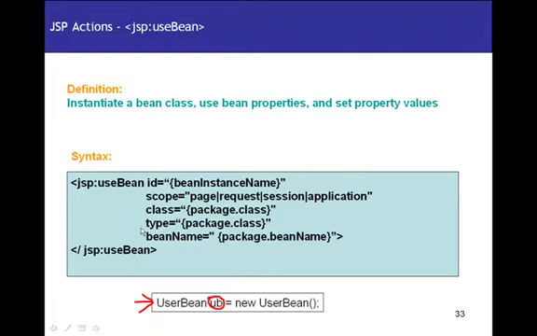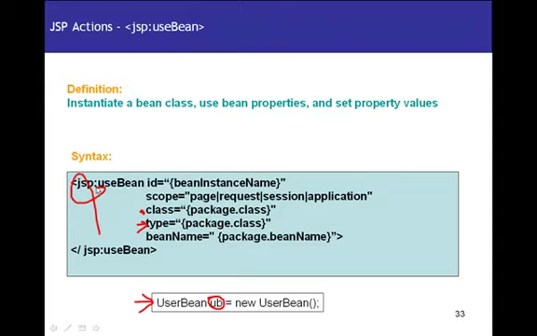Here employee is nothing but the class, whereas type is nothing but person, right? So you can have a different object type, and you can have a different reference type as well. So this is something like that. The class is nothing but the object type, and the type is nothing but the reference type. Okay, and you have the bean name. So this is the basic syntax of the useBean action, which instantiates the bean class.